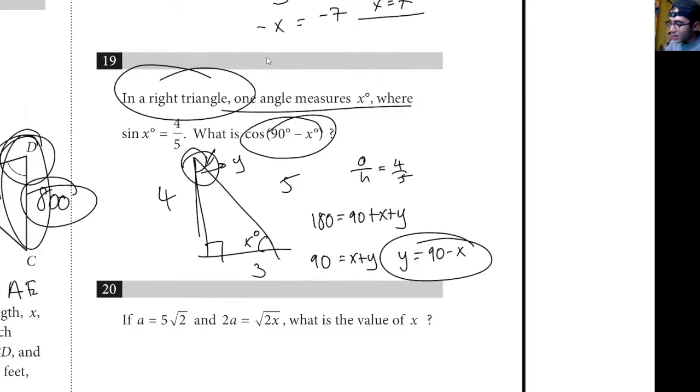That means with this, if we're trying to find the cosine of this, this is going to be a, this is going to be o, and this is going to be h, where a over h, because remember cosine is ka, right? Is 90 always equal to x plus y? Yeah, it is, because remember they're giving us this 90-degree angle right here.